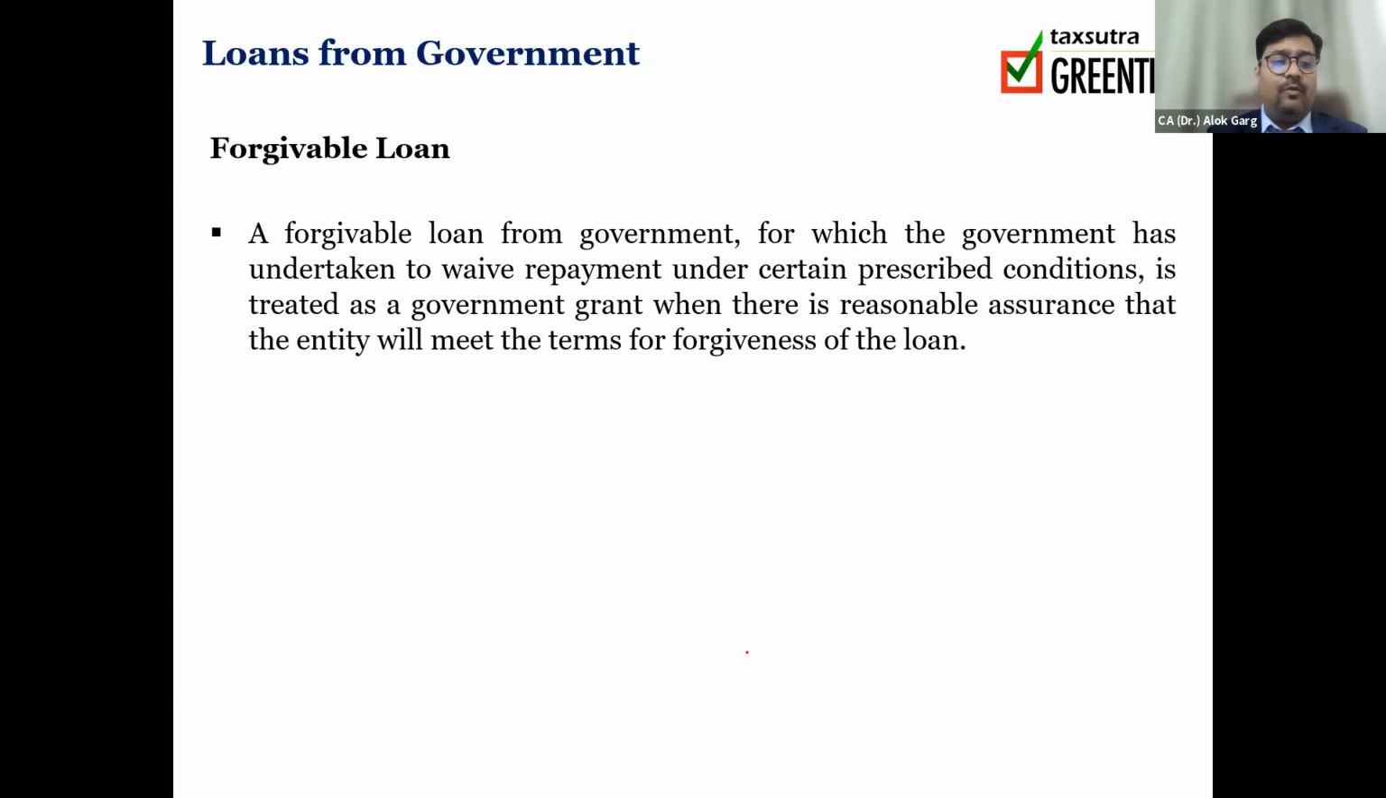What is the forgivable loan? I have told you that the forgivable loan is a loan from government for which the government has undertaken to waive repayment under certain prescribed conditions, and is treated as a government grant when there is a reasonable assurance that the entity will meet the terms for the forgiveness of the loan. Why has it not been written that when the money has been received? Because the money has already been received. Okay. And hence in this case, this has to be treated as a government grant.